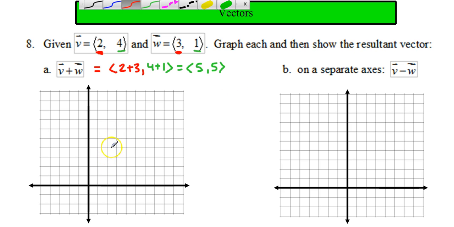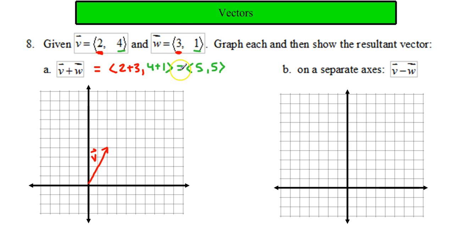The other way that we can look at this is the graphical method, and we'll talk a little bit more about this in a second, but the graphical method essentially is just going to look at this vector and then tack this vector on to the tail of that vector. So our first vector goes 2 in the x and 4 in the y. So 2 in the x, 4 in the y is going to take us up to here. And we're going to get a vector that looks like this. That is vector v.